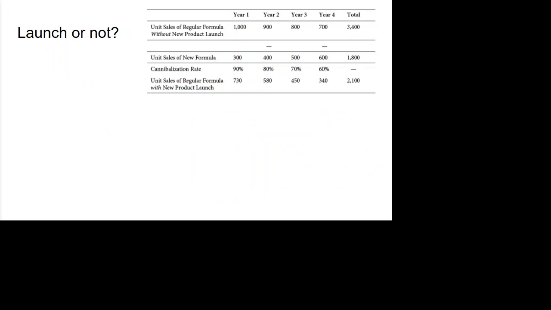Okay, here's another example. So you got a particular product. This is the estimated sales per year. This is the number of unit sales of a new particular formula. It gives you the cannibalization rates. Unit sales of regular formula with the new product launch is now going to decrease. So the question is, should you launch the new product or not?